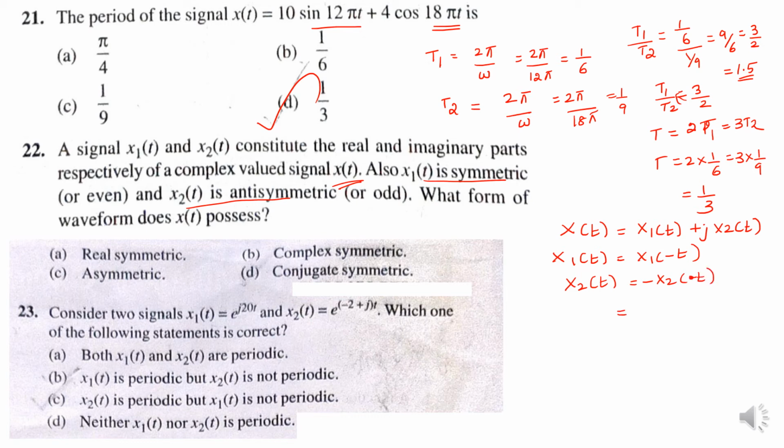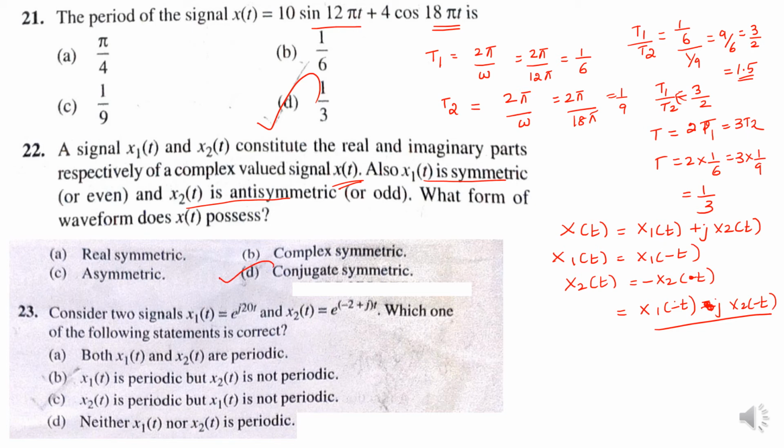So what is the equation now? x1 of minus t plus minus j into x2 of minus t. Now see here, this is the complex conjugate. So conjugate symmetric is the correct answer.